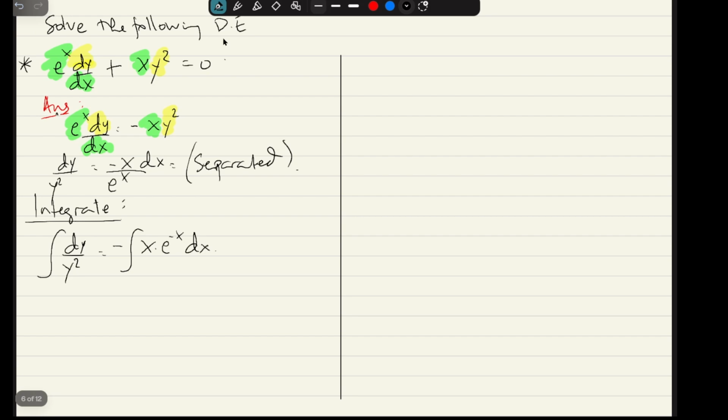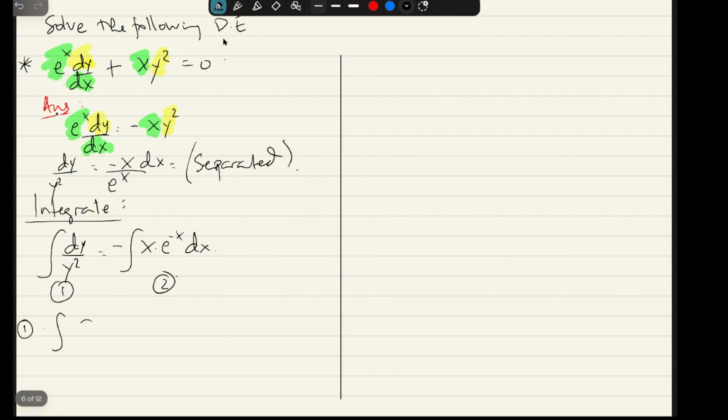So how do we integrate this? I hope you remember. This is a multiplication, x multiplied by e to the power of negative x. Therefore, we will have to use integration by parts. So we can say this is part 1 and this is part 2. Part 1 is a little bit easier.